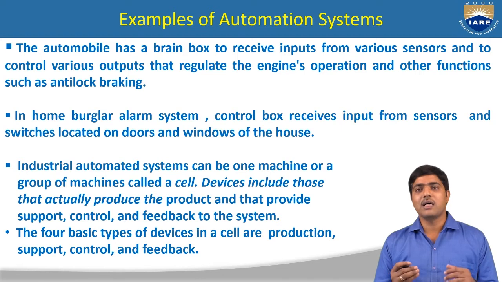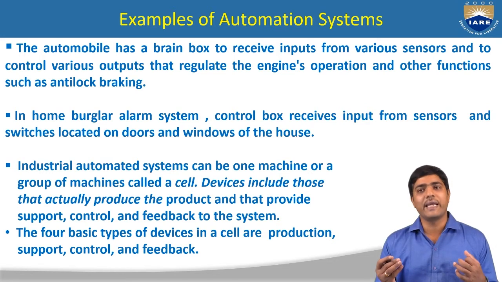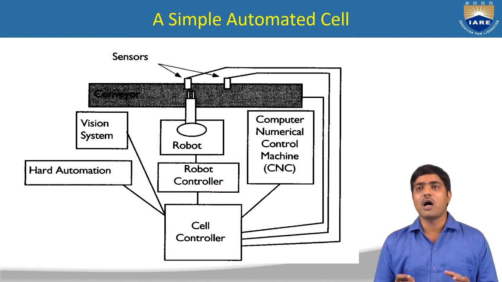And an industrial automated system can be either one machine or a group of machines, which we can call a cell. Within this particular cell, there may be a variety of devices. Some devices may be used for production, and some may be used for support, control, and giving feedback. Together all these things we call the cell. So this cell includes a production system, a supporting system, a controlling system, and also a feedback system. Here you can see a simple automated cell.